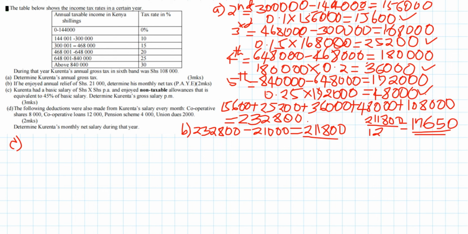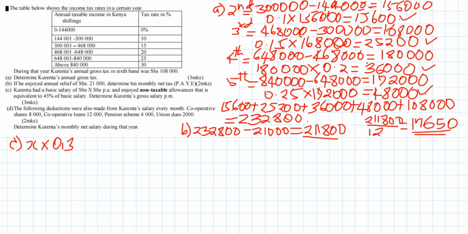Then we go to the part C. In part C, we are told Currenta had a basic salary of shillings X per annum and enjoyed non-taxable allowances that is equivalent to 45% of basic salary. So this means in our taxable income, the allowances are not included. So we want to determine Currenta's gross salary per month. So in this case now, first of all, let's get the taxable income in the sixth band.